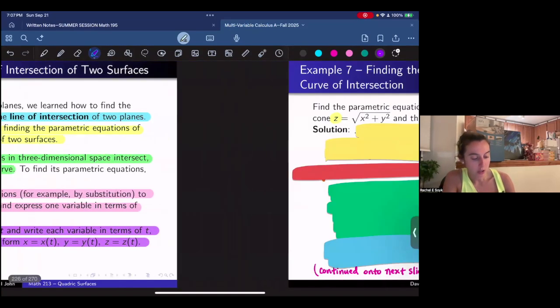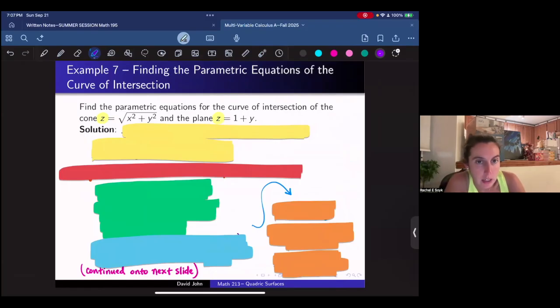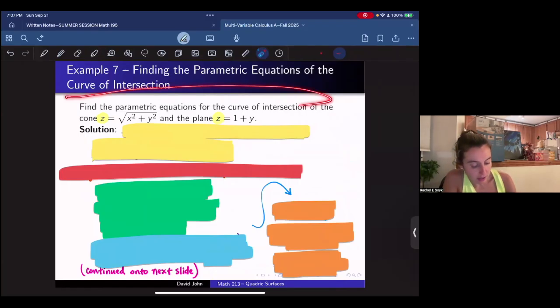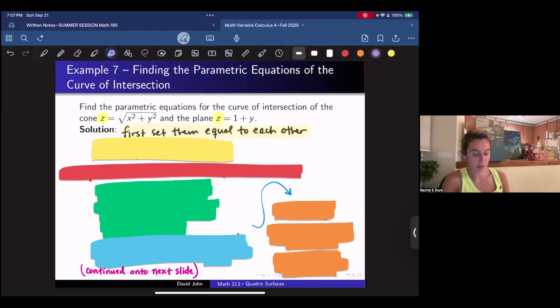Okay. So now that we know this, why don't we take a look at our example 7, where we have: find the parametric equations for the curve of intersection of the cone z is equal to the square root of x squared plus y squared, and the plane z is equal to 1 plus y. And so first, what are we going to do? We are going to set them equal to each other. So we get the square root of x squared plus y squared is equal to 1 plus y.